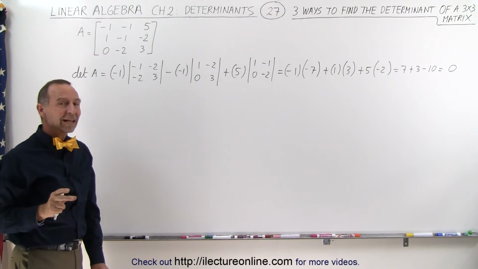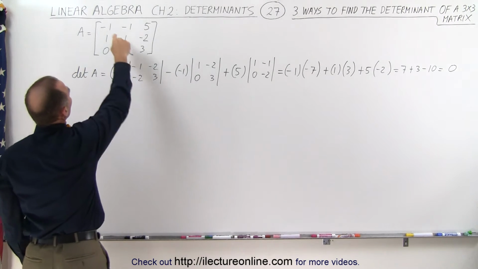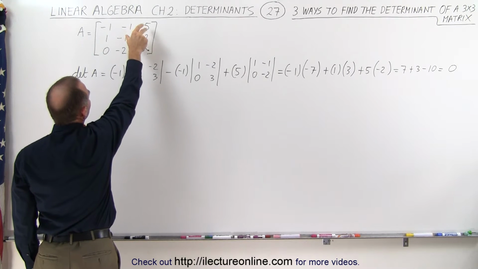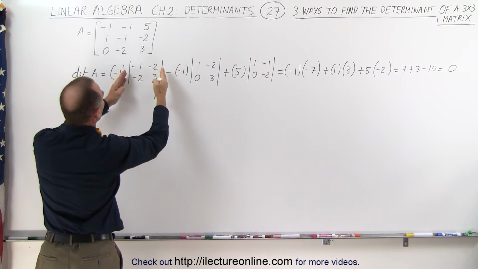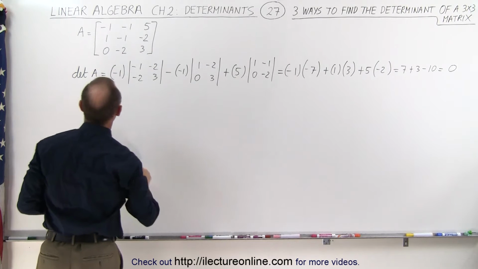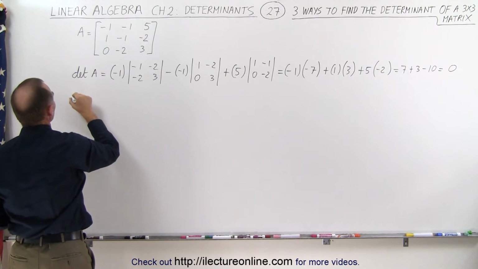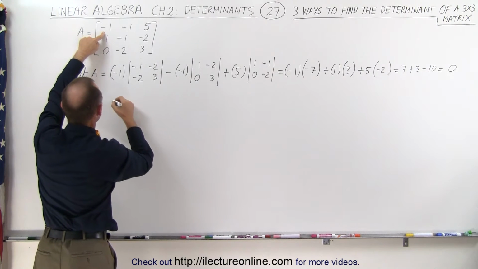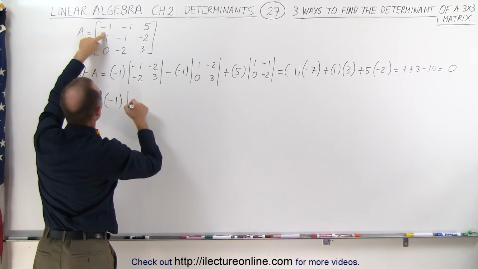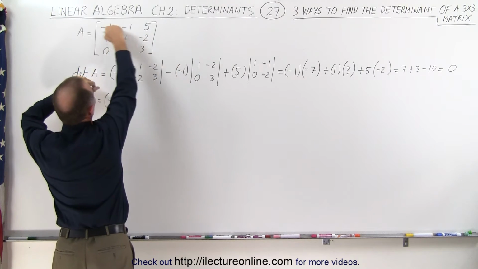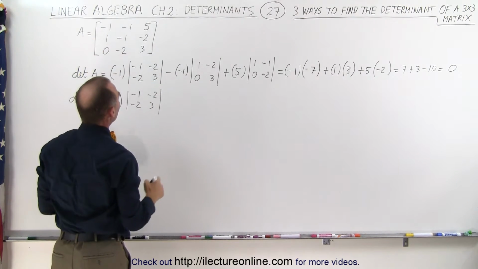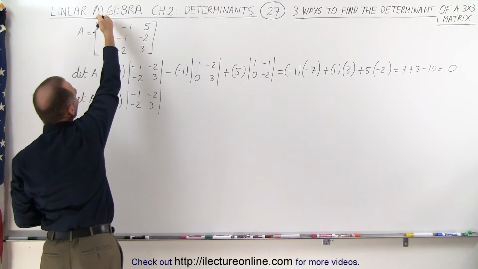The second method is kind of an interesting method. Instead of going across the top row and multiplying each of those elements times the determinant of the remaining elements that are not crossed out, we can go this direction. We can say that the determinant of A is equal to, again, the top left element, minus 1, times the determinant of the remaining elements when we cross out that row and this column. So we get minus 1, minus 2, and 3. That's exactly the same as what we had up here. But now instead of going to the right, we're going to go down.